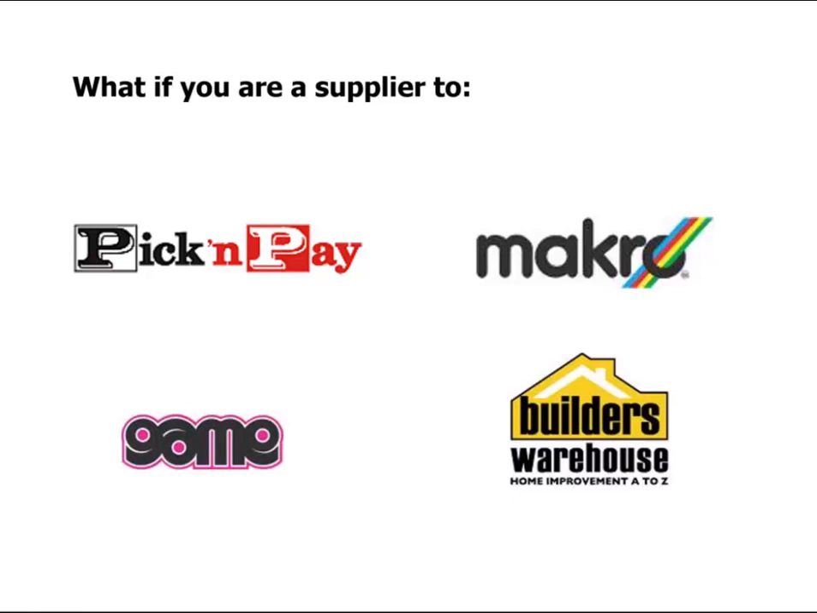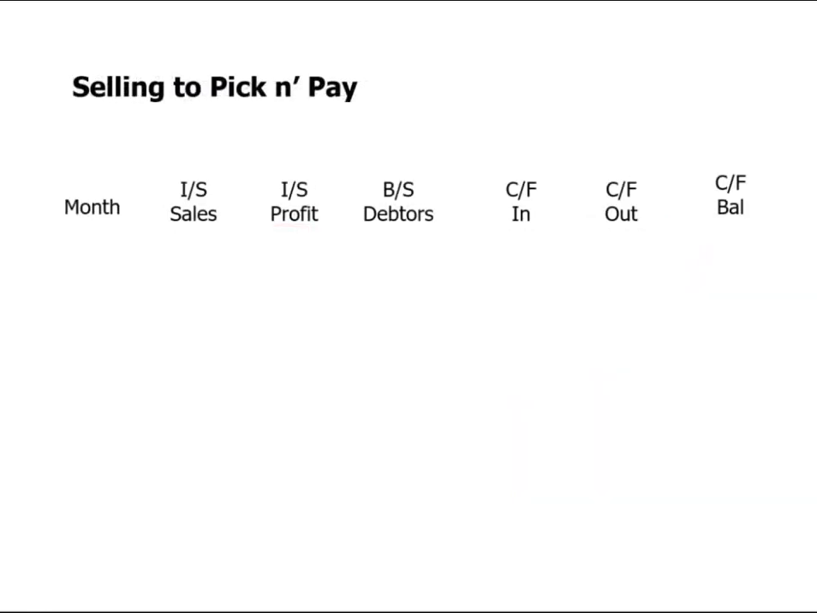So with that knowledge, let's have a look at some numbers around a time period, and we're going to follow this business for 12 months. Down the left hand side, I'm going to list the months, and then we're going to look at the sales in the income statement, the amount of profit we make, the debtors in the balance sheet, and some cash flow items as we progress in this business.